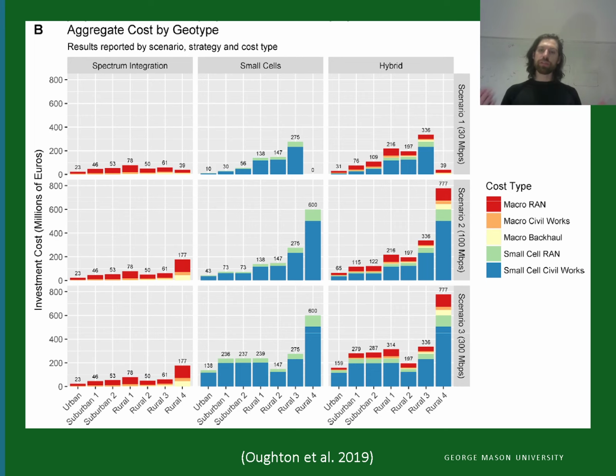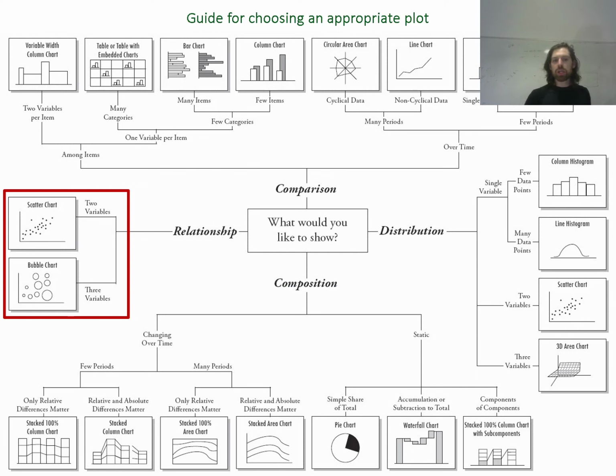So this gives you a bit of a flavor of what you can do with those compositions, and stacked bar charts are always a really nice way to go. So that's composition. Now let's move on to relationships.